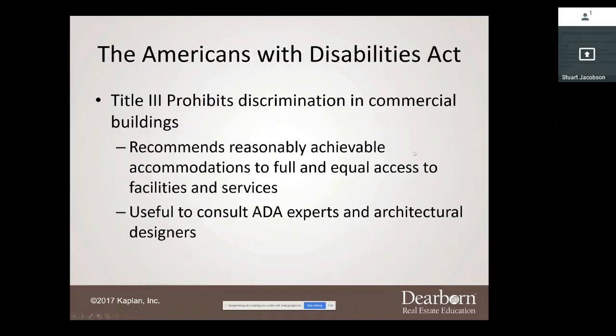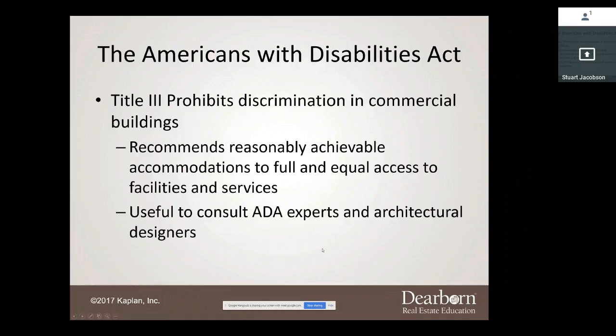Now, the Americans with Disabilities Act. Title III prohibits discrimination in commercial buildings. This is something that some of you might deal with, some of you might not. But it requires that there are always reasonable accommodations to provide full and equal access to facilities. And this is for commercial buildings. Also, it is useful to consult ADA experts and architectural designs.